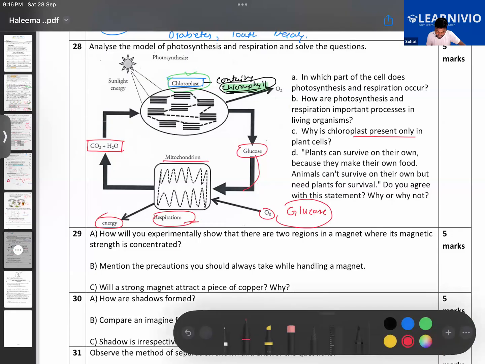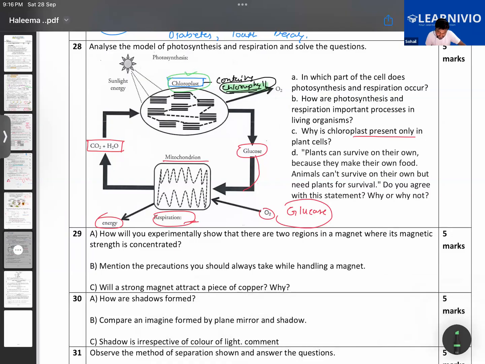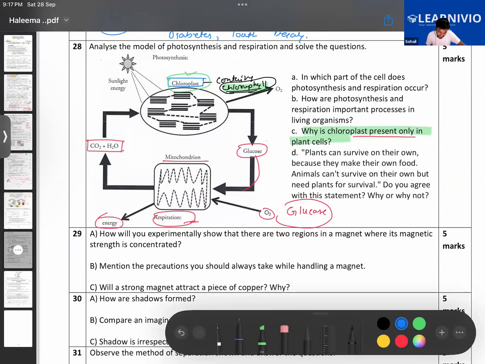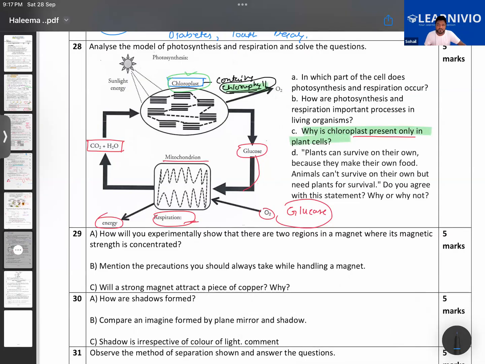It's an interesting question. Why is it present only inside the plant cell? It has a very simple answer. Does it contain chlorophyll in it? No, because only the plants are autotrophic organisms. They can produce their own food using the process of photosynthesis. Like we animals, we can't perform photosynthesis. We are heterotrophic in nature. So chloroplasts are present only in the plant cells. We depend on plants for food.